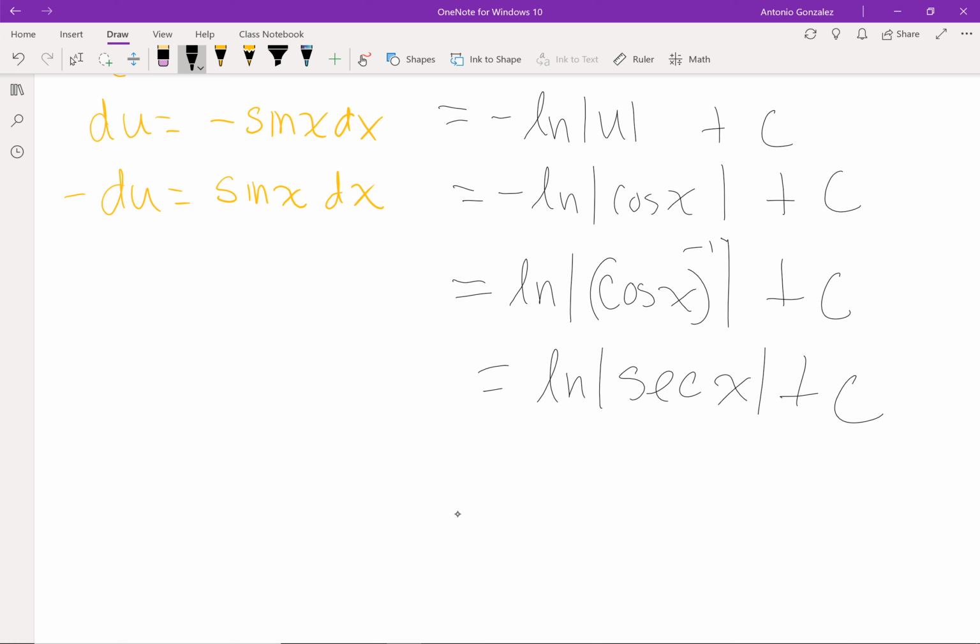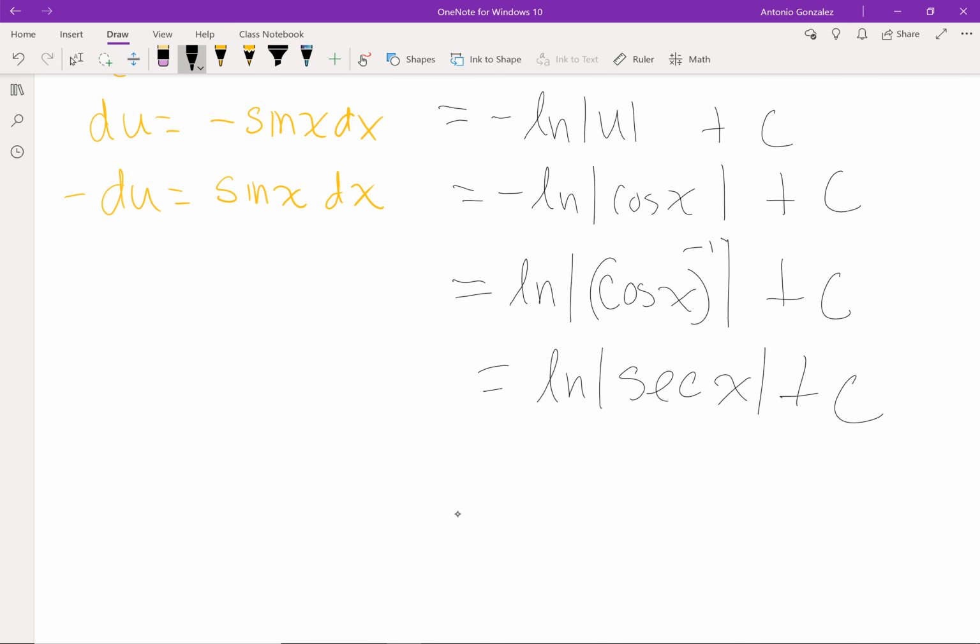So this natural log integral allows us to integrate a whole new set of functions. If it's not already in that form, I can do a substitution so that it is in the 1 over u type, so I can apply the natural log, right?